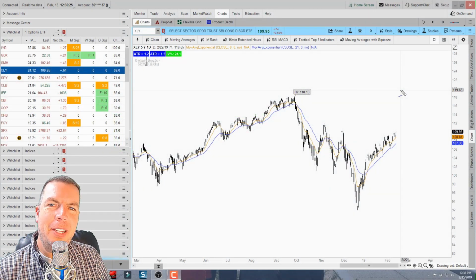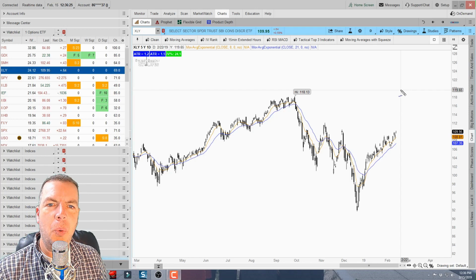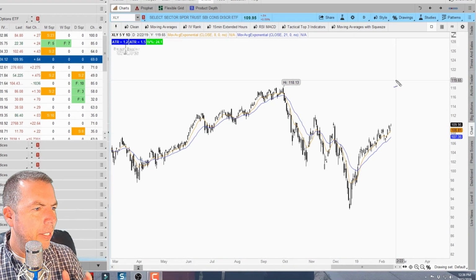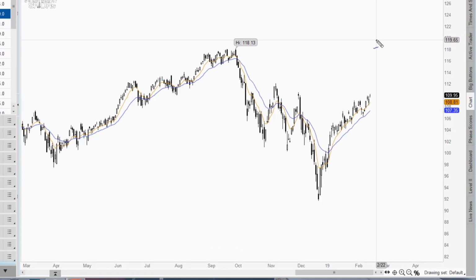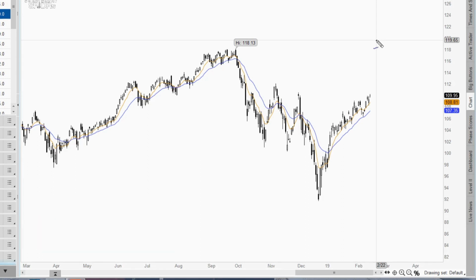All right, you guys, we are inside the Thinkorswim trading platform, and we are looking at the ticker symbol XLY. Now, XLY is the consumer discretionary ETF, and you can see that since about December 24th, Christmas Eve, this ETF has had a pretty much straight up move. And if you look at the broad markets in general, they've all had an explosive move to the upside.